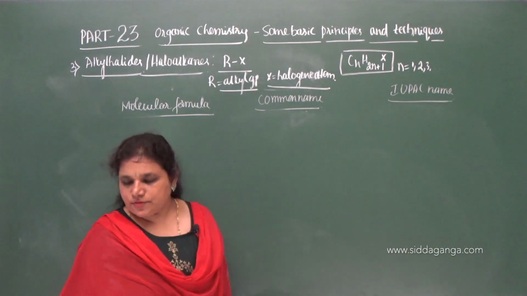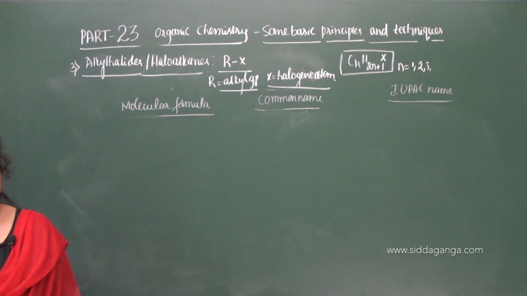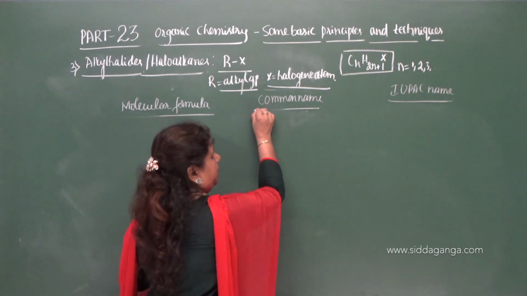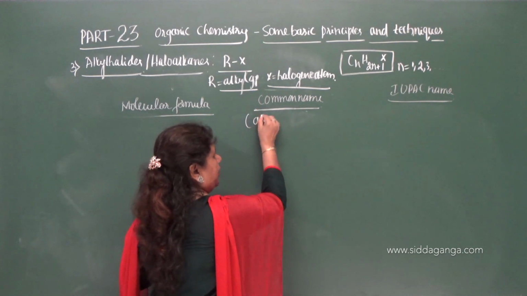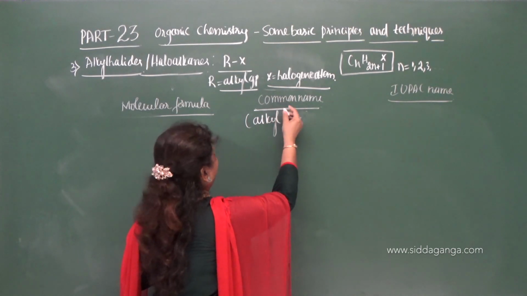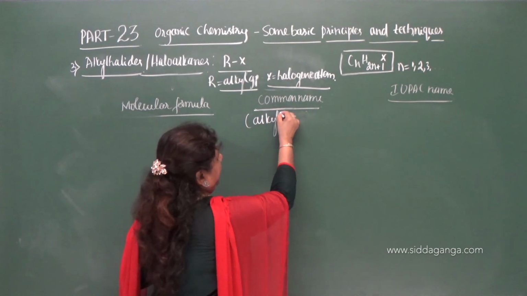Okay. Now let us move on to the examples for this. While giving the common name, we need to give the name of the alkyl group first, followed by the name of the halogen which ends with ide.